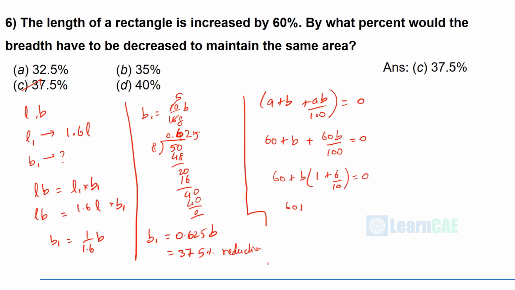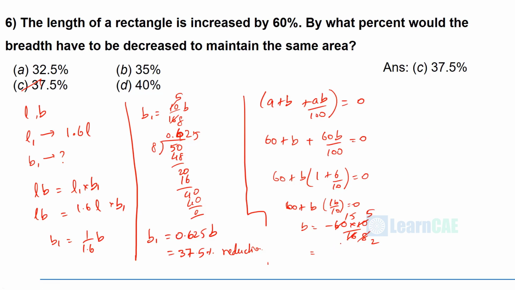60 plus B is 16 by 10 equal to 0. So B is equal to minus 60 into 10 by 16. So we can divide by 8 and 2. So this is 5, this is 8. So we can divide by 4. This will be 2 and this will be 15.